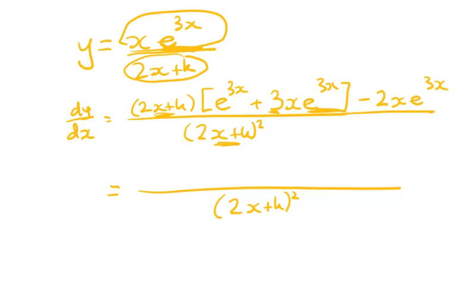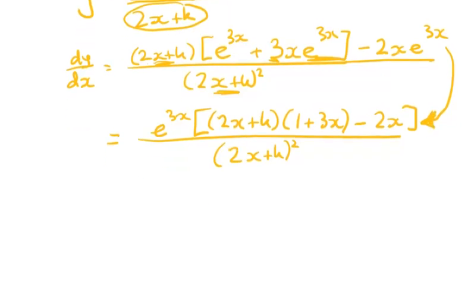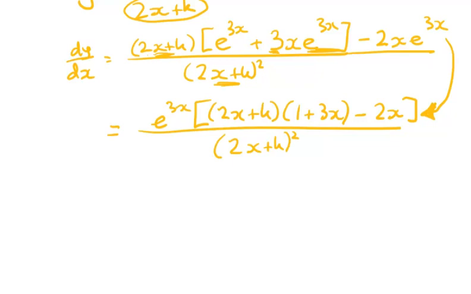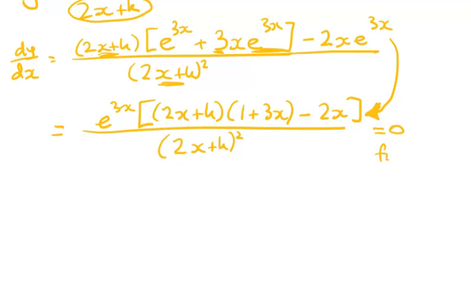So we can take out a common factor, which is e to the 3x, and then I'm going to get times (2x plus k) times (1 plus 3x), take away 2x, right? Now I could have done that step more slowly. If you need help with that, just leave me a comment and I'll put something into the notes. And then what we want to say here is that this has to equal 0 for a stationary point.